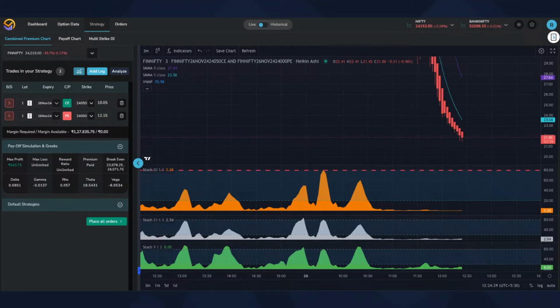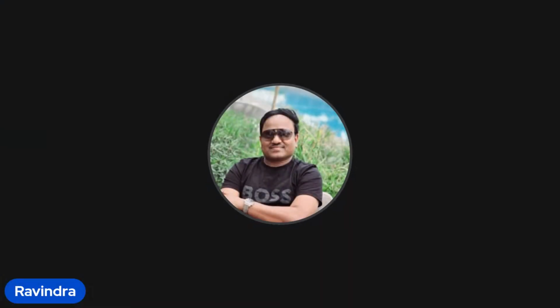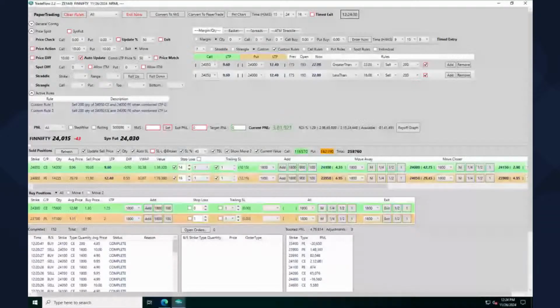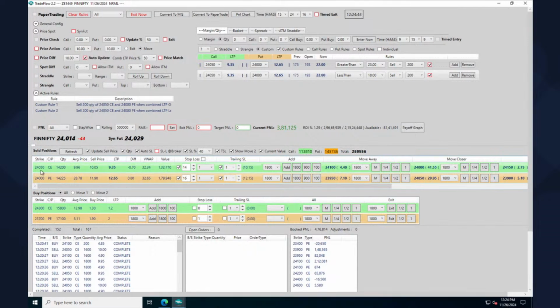Okay, I think I'm not sharing my screen. Let me go back to TradeFlow. All right. So what I did was I have moved my positions to 24,050 and then 24,000, which are very, very close. And I removed this condition because I do not want to make it a straddle right now. And the only condition that I have put was 40% SL.